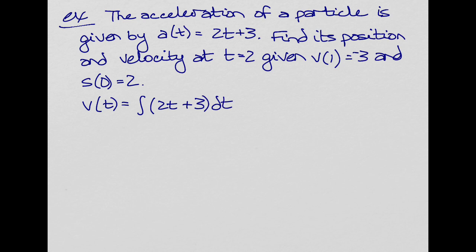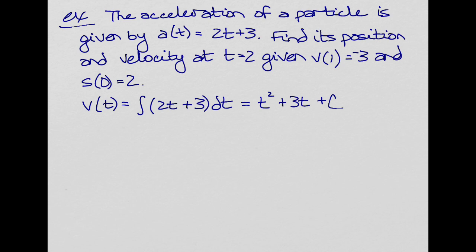Antiderivative for 2t is t squared. Antiderivative for 3 is 3t. Constant of integration. But not just every antiderivative. In particular, I know that the velocity at 1, I want to be -3. Well, this is the velocity at any time. We're going to narrow this generic antiderivative down to the particular one where the velocity at 1 is -3.